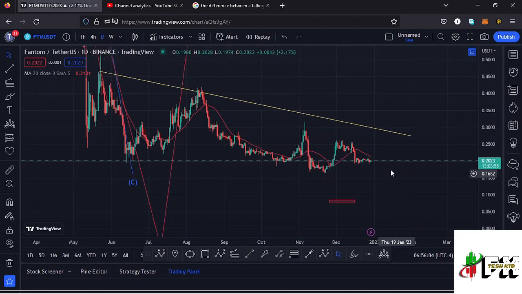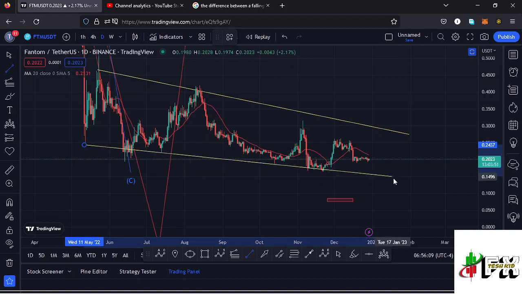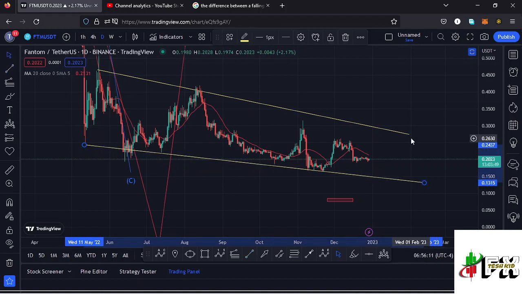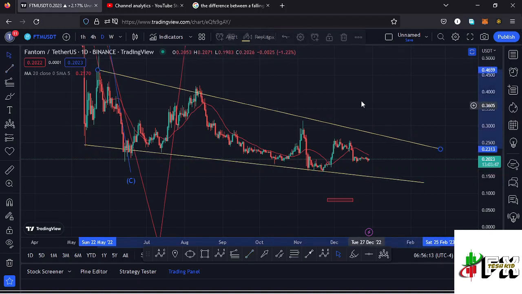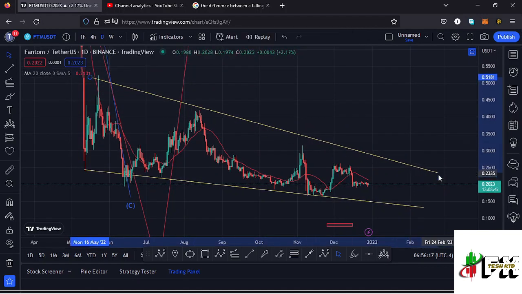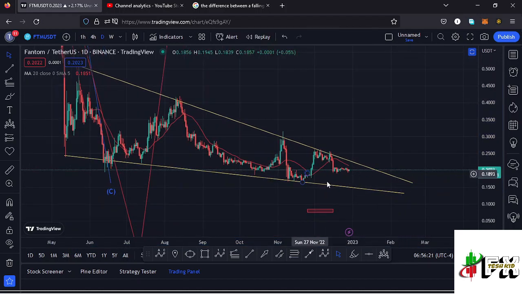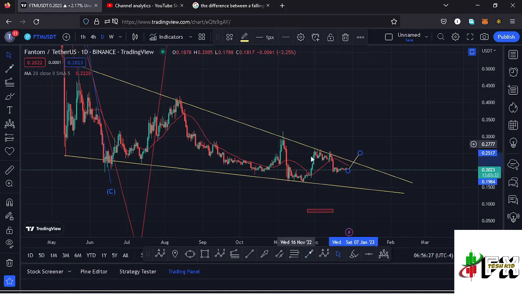Then I need to connect the lower lows, so connecting the lower lows also, you can see we have this chart pattern that has been in formation right here, which is a falling wedge, and this is a chart pattern that can give us a breakout to the upper side. And once we see a breakout to the upper side, we'll also be expecting a retest of the upper side of this line that is connecting the lower highs.